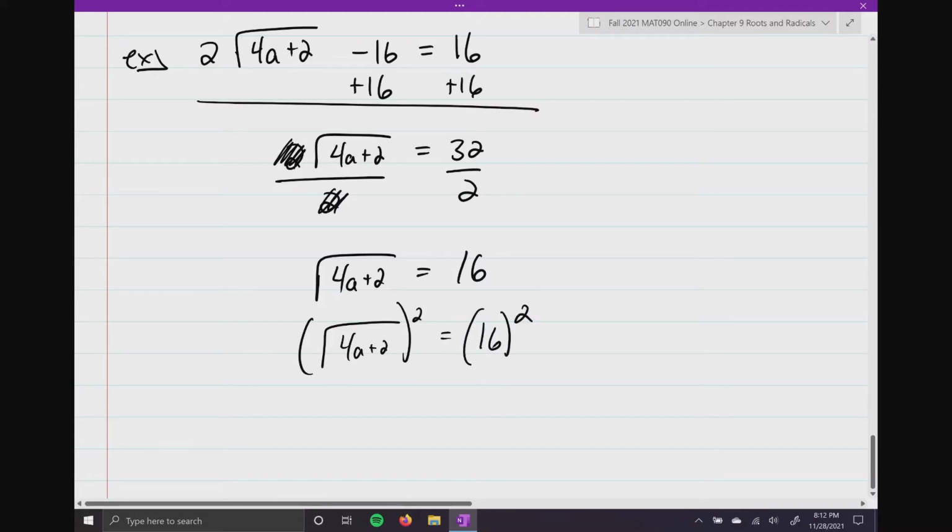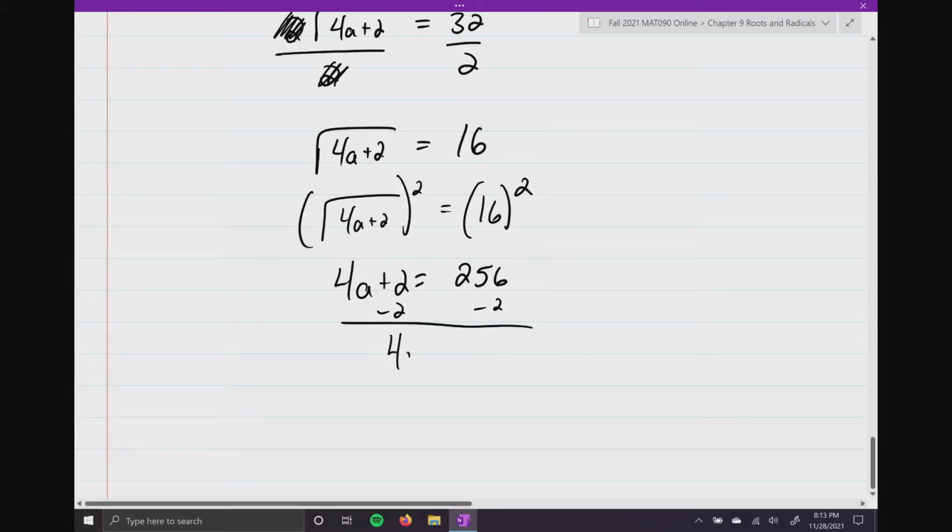On the left-hand side, I get 4a plus 2. On the right-hand side, I'm going to have to bust out my calculator. 16 to the second power is 256. Now this is linear, so I go ahead and subtract 2 from both sides. I get 4a equals 254. And then finally, I divide both sides by 4.